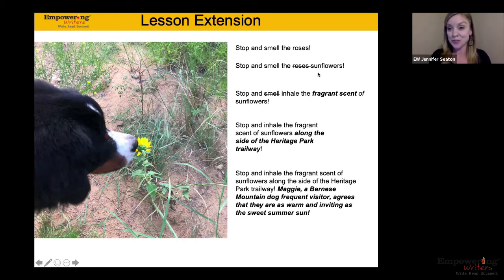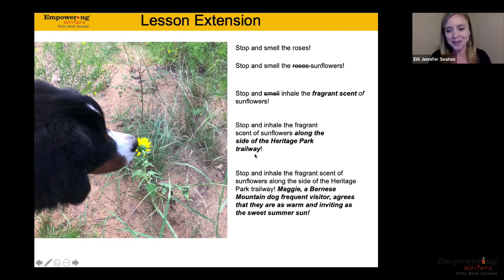So if a student were doing this, they would be showing these revisions as they're taking place, but they're thinking of the skills they know to make it better. But let's not say smell, let's say inhale. Stop and inhale the fragrant scent of sunflowers. Now where were we? Maybe I could add a preposition. Stop and inhale the fragrant scent of sunflowers along the side of the Heritage Park Trailway.